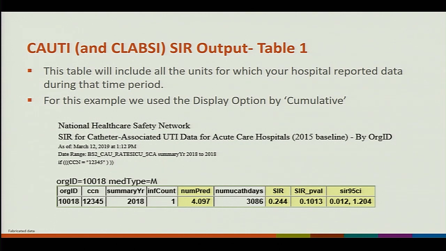So the first table includes this. So we're looking at the catheter-associated UTI tables, which are similar to CLABSI. And this is for the acute care device-associated module. This is not your CMS reports. This table will include all the units for which your hospital reported data during that time period. For this example, I used the cumulative display option during the report modification. And if you don't change your group by function, it will automatically show 6-month or year-half results.